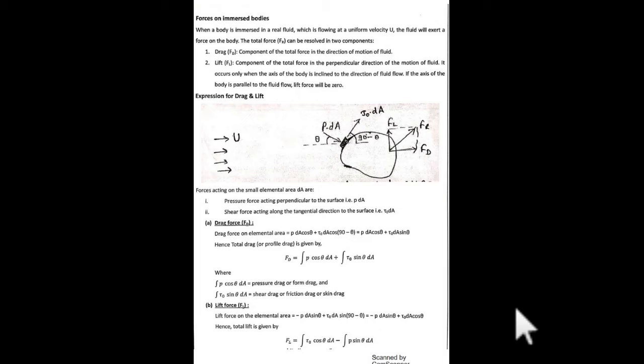To find the drag force, the total drag force is the integration of P cos theta dA plus tau sin theta dA. While for the lift force, the perpendicular forces, we can see here minus P dA sin theta, that means this force is acting in the downward direction, plus tau dA sin(90 minus theta).